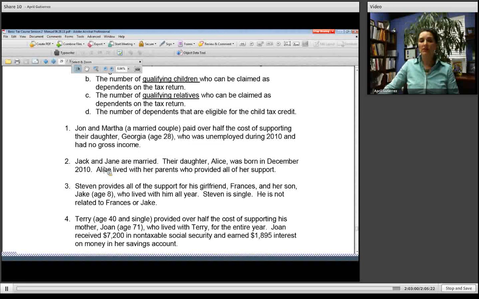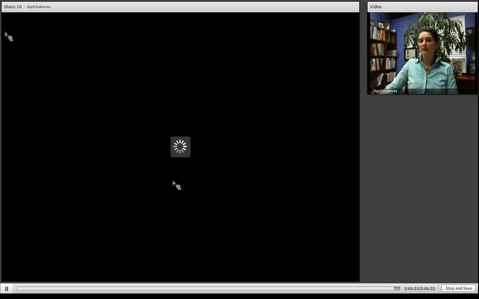Let's move on to number 2, and then I'll leave you on your own to do the rest of your homework. Jack and Jane are married. Their daughter Alice was born in December of 2010. Alice lived with her parents who provided all of her support. So again, the filing status is married filing joint. They have 1 qualifying child, and she also qualifies them for the child tax credit. So they have 1 person qualifying them for the child tax credit, and they have 0 qualifying relatives.